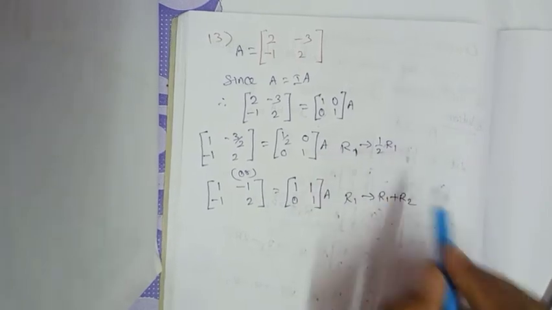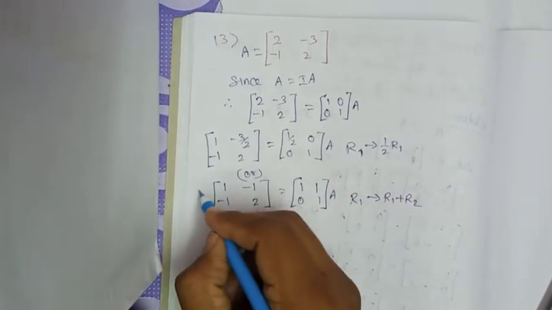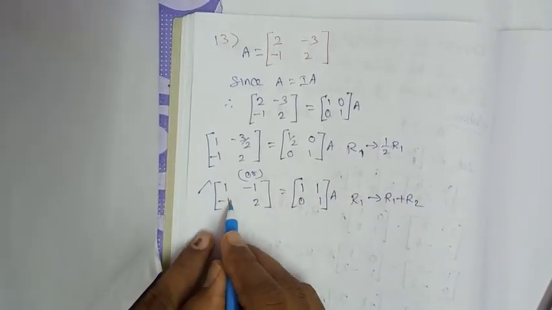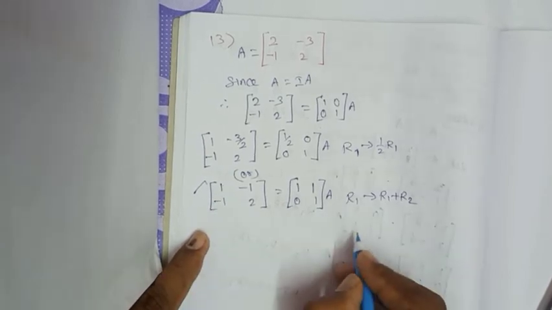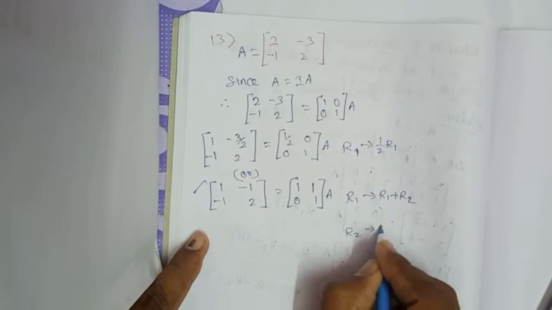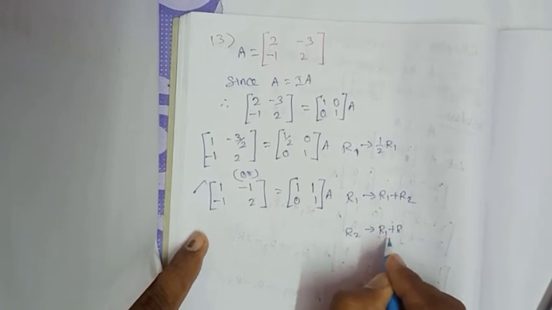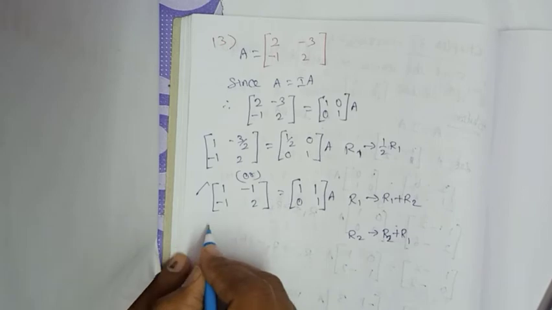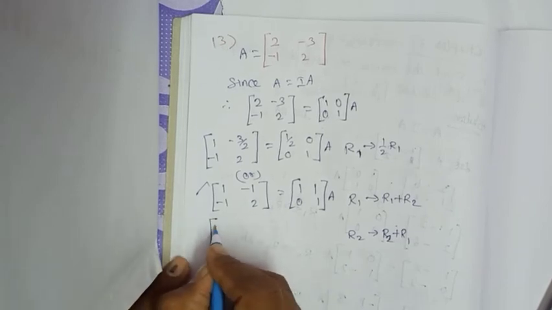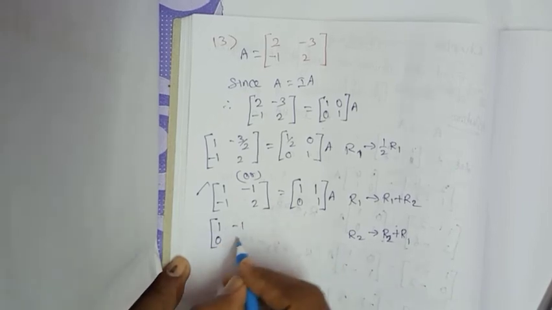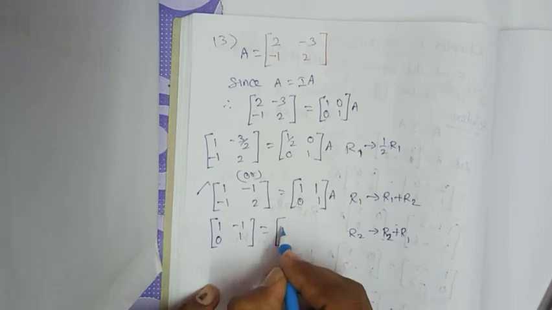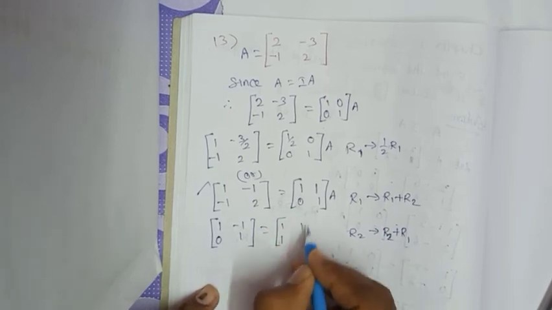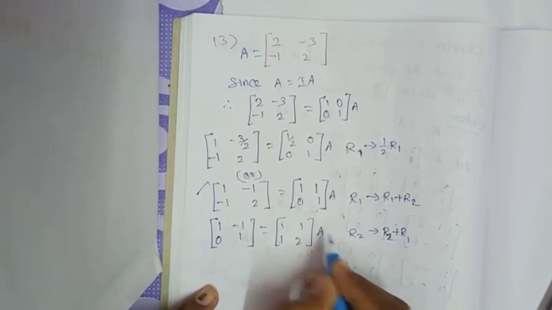We apply both rules. So now I consider this one. Next, this entry is converted to 0. So we just add these two rows. That is R2 implies R1 plus R2, or R2 plus R1. We write both formats. So the first row 1, minus 1. Second row minus 1 plus 1, 0. 2 minus 1, we get 1. Now we get 1 plus 0, 1. 1 plus 1, 2 into A.